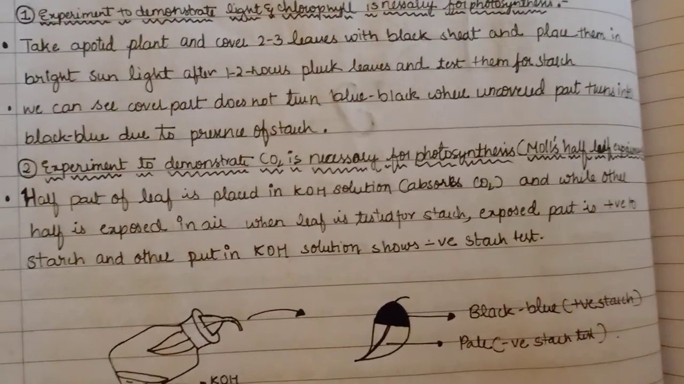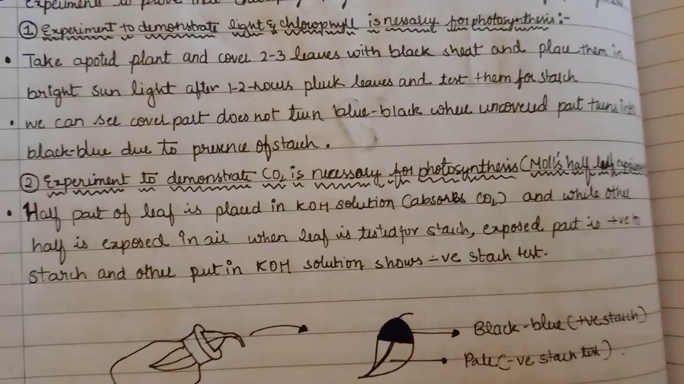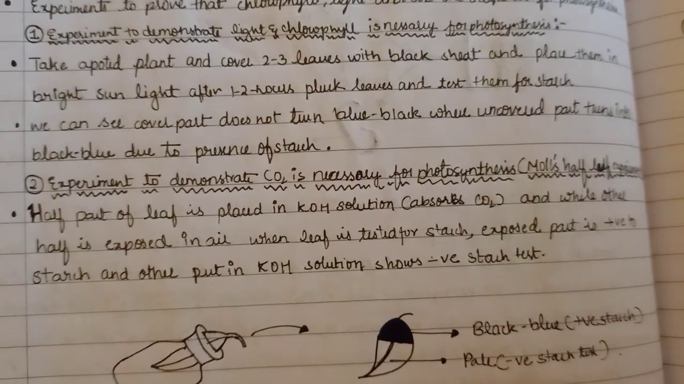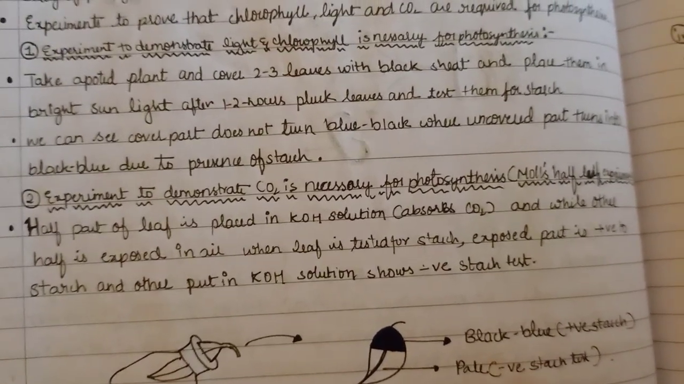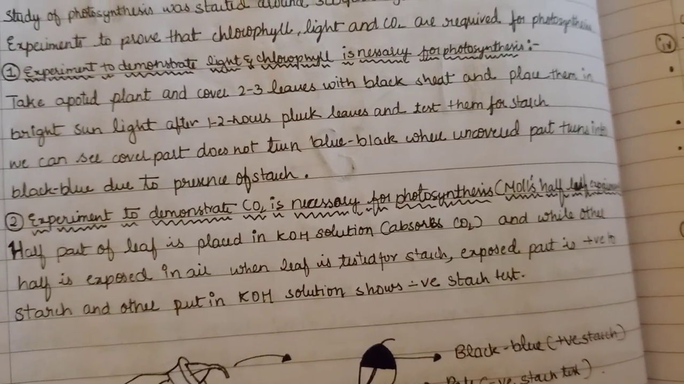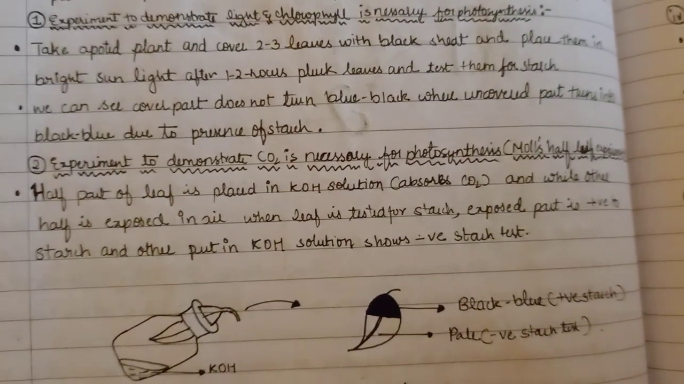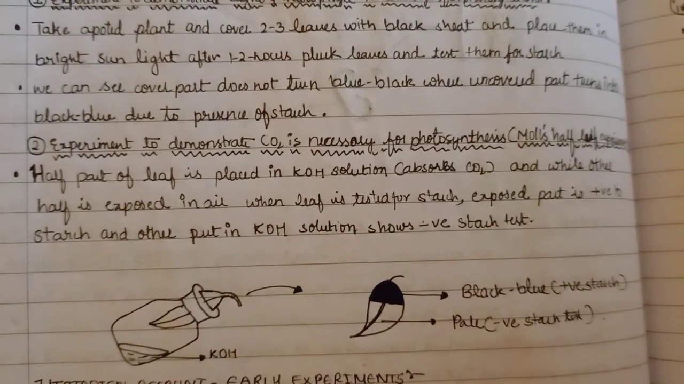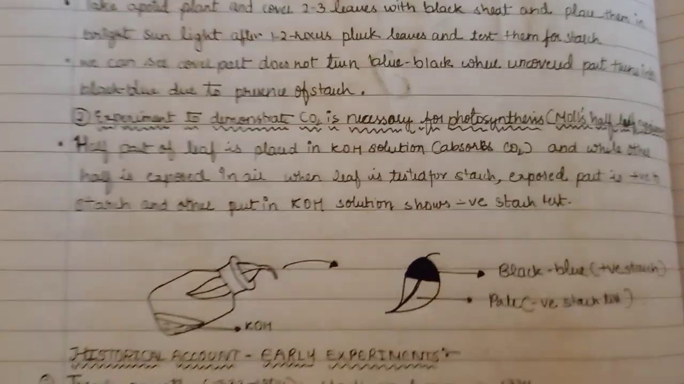The next experiment demonstrates that CO2 is necessary for photosynthesis. It is also known as Moll's half-leaf experiment. Take a potted plant and place half of a leaf in KOH solution. KOH solution helps in absorption of CO2, while the other half is exposed to air. When the leaf is tested for starch, the exposed part is positive for starch, that means it turns blue-black, whereas the part which is put in KOH solution shows negative starch, that is, it remains pale in color.